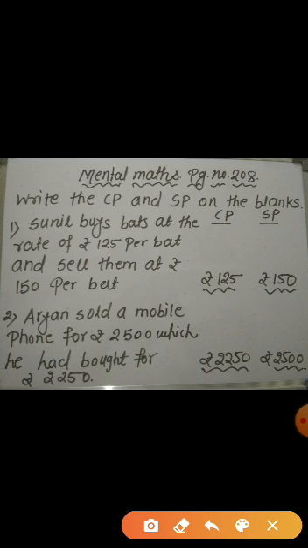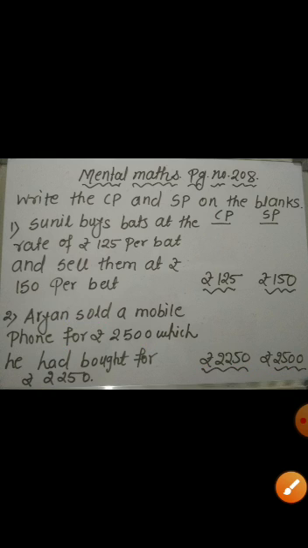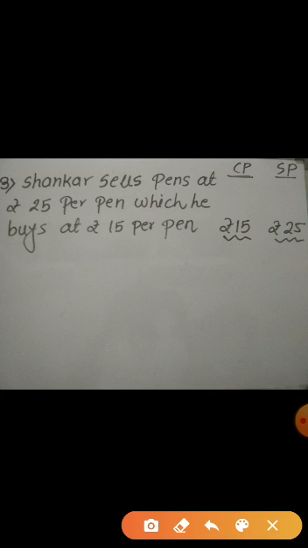Now come to the second statement. Aryan sold a mobile phone for rupees 2500. So 2500 is the selling price, which he had bought for rupees 2250. 2250 is the cost price. Now come to the third statement. Shankar sells a pen at rupees 25 per pen. So the selling price is 25 rupees, which he buys at rupees 15 per pen. So 15 rupees will be the cost price.